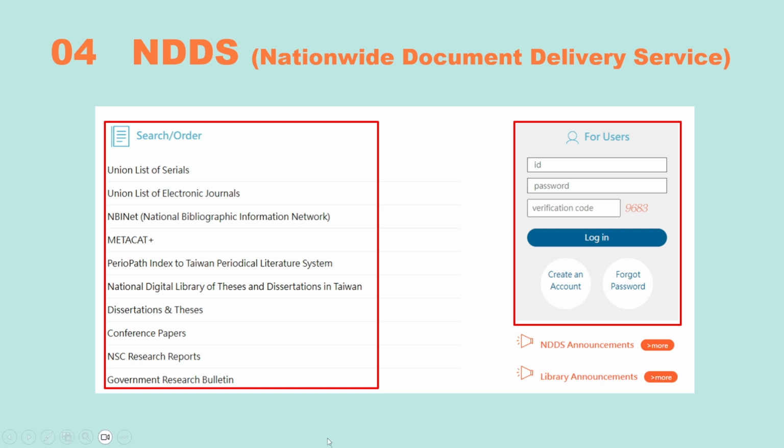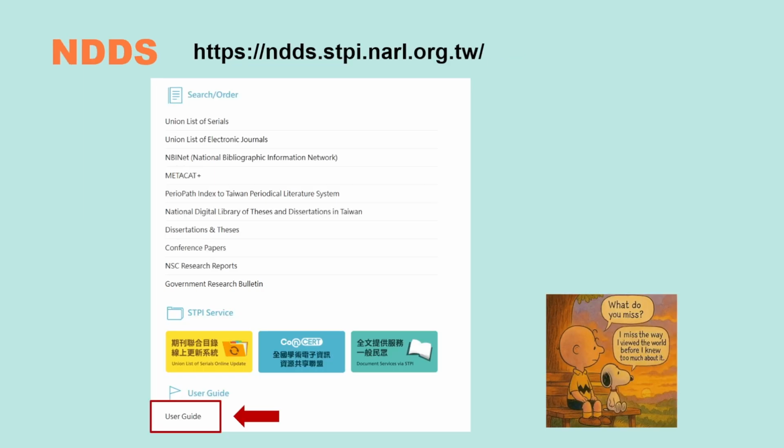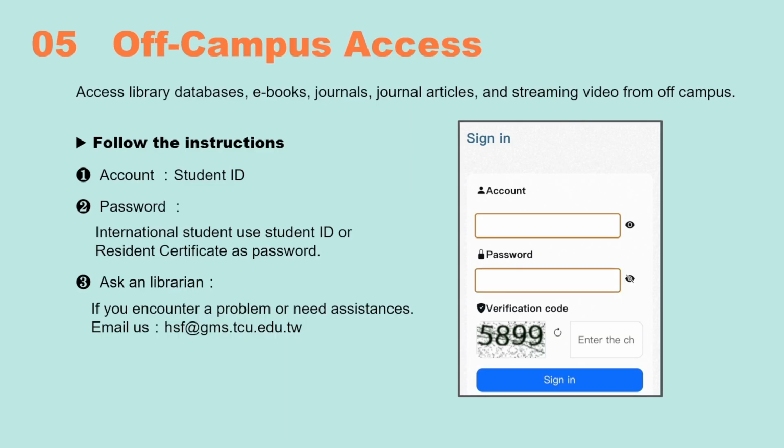It's always a good idea to double check our collection to make sure we don't have the items, and go to the website of the user guide to see the steps to take before putting the request in. If anything feels unclear, just ask a librarian. One last thing to remember is off-campus access authentication. When you access library databases, ebooks, journal articles, and streaming videos, you need to log in with your personal account and password.